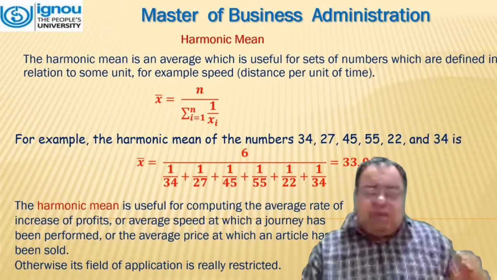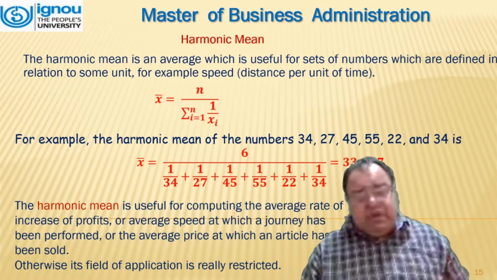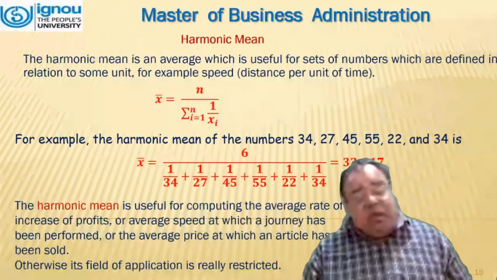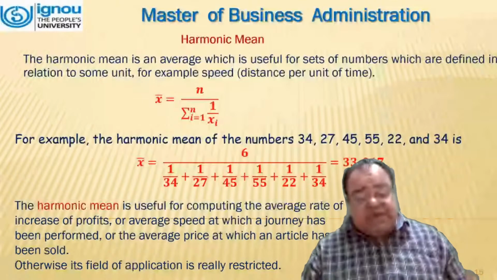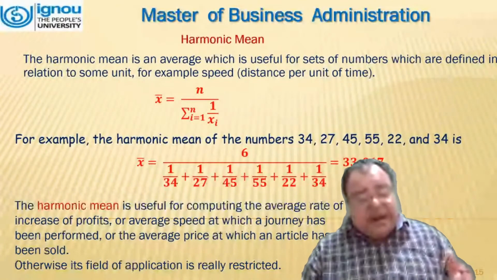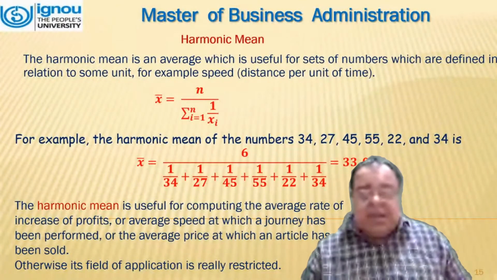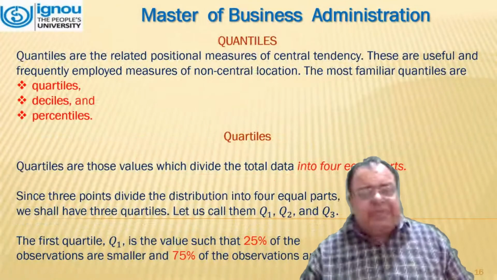The harmonic mean is useful for computing the average rate of increase of profits, or the average speed at which a journey has been performed, or the average price at which an article has been sold. Otherwise, its field of application is really restricted.